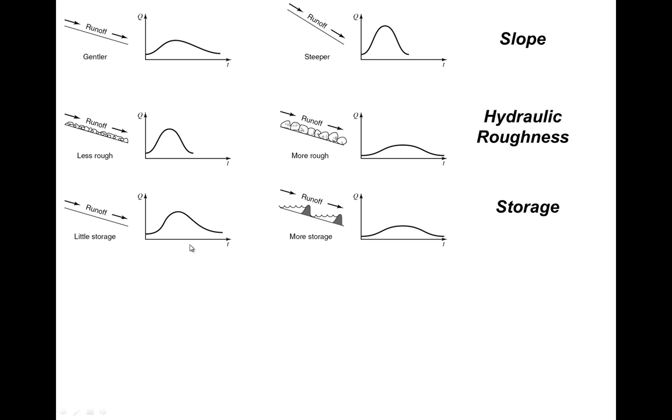In the case of there being intermediate ponds and puddles and pooling along the way, that storage is going to delay the movement of water towards the outlet, and so there's less of a peak in the case of intermediate storage.